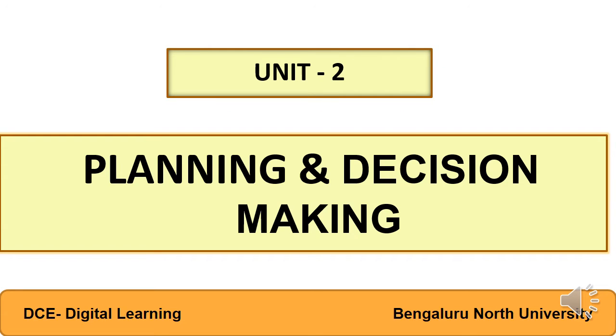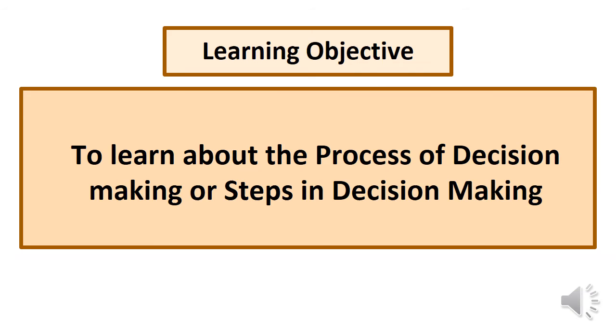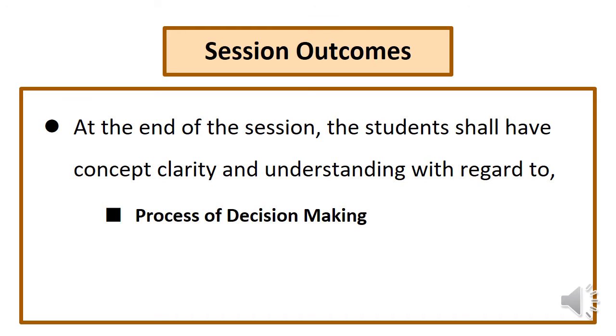Dear students, in the previous session, we learned about types of decision making. So in this session, we're going to learn about steps in decision making, or the decision making process. The learning objective is to learn about the process of decision making, or steps in decision making. Session outcomes: at the end of the session, the students shall have concept clarity and understanding with regard to the process of decision making.